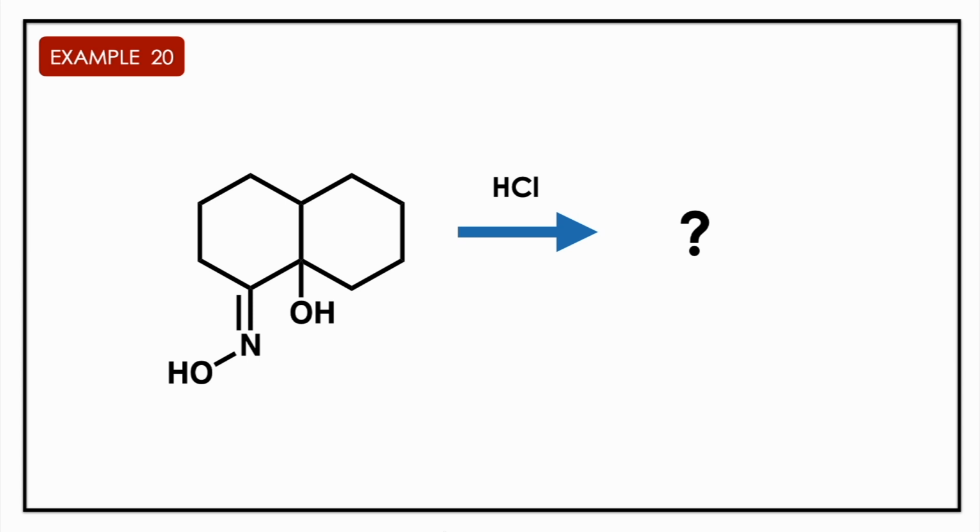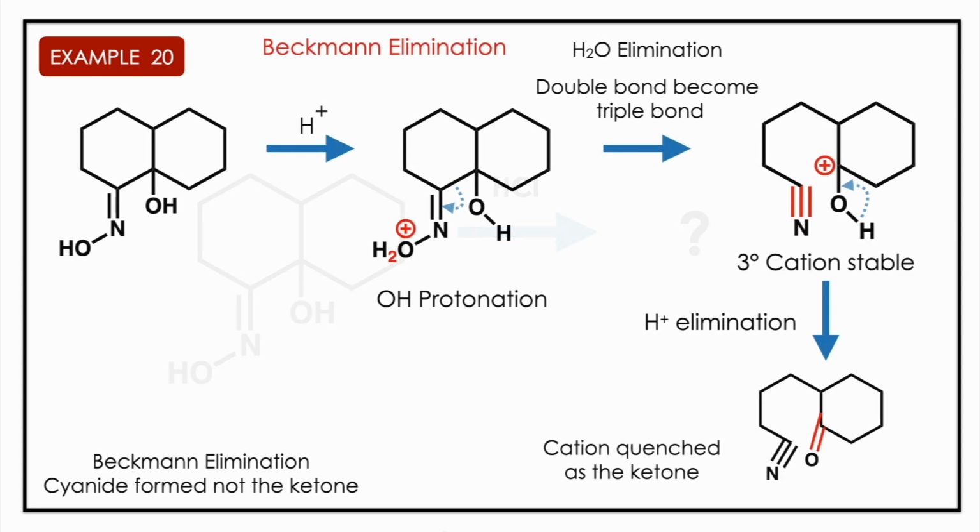Then the next reaction: you have a decalin alcohol and an oxime on the nearby carbon. You are using HCl. You should find what will be the final product. Here you have an oxime and you are using acid, so there is a chance of Beckmann rearrangement, but there is a chance of forming a stable cation. So what really happened? The tertiary cation gives the possibility of Beckmann elimination.